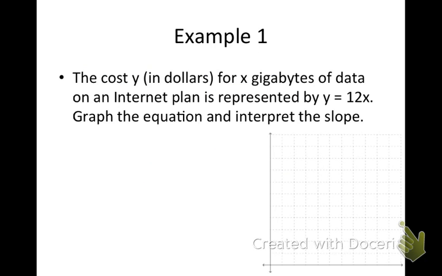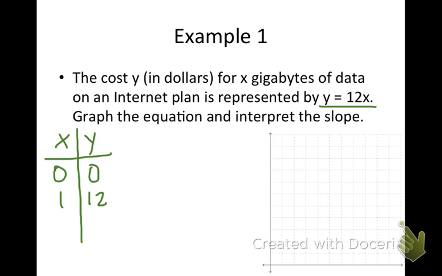All right, so if we wanted to graph the equation and interpret the slope, in this situation, the cost y in dollars for x gigabytes of data on an internet plan is represented by y is equal to 12x. So kind of using the same information, we have our equation, right? We know the slope is 12. We could make a little table to graph. And if we plug in 0, we get 0. And if we plug in 1, we get 12. If we plugged in 2, we'd get 24, etc.